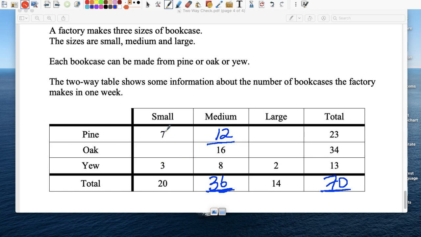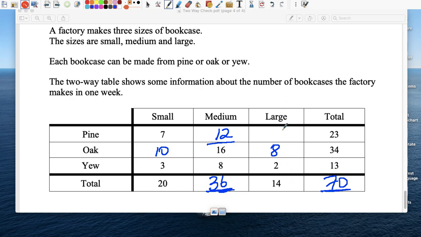7 plus 7 pine plus 3 yew plus some number of oaks should give me a total of 20. The small cabinets, there should be 12 small cabinets. And that's obviously going to be 10. Oak, I need a total of 34. 34 oak cabinets. Some of them are small, some of them are medium, and let's see how many large. So 10 plus 16 is 26. It's going to give us 8.